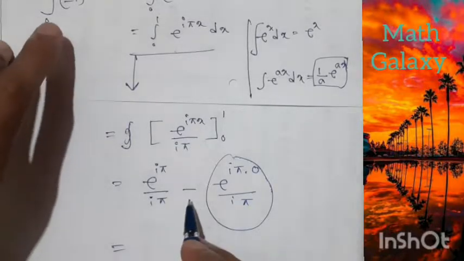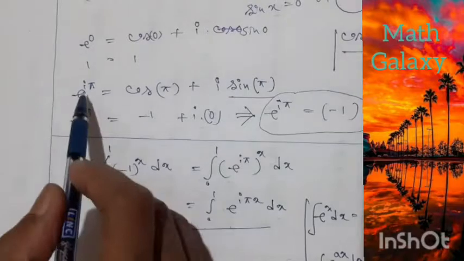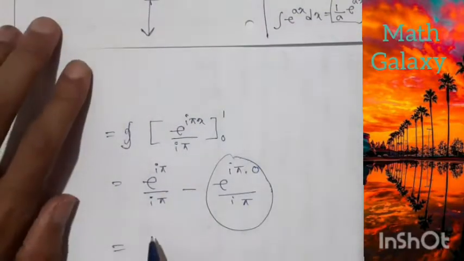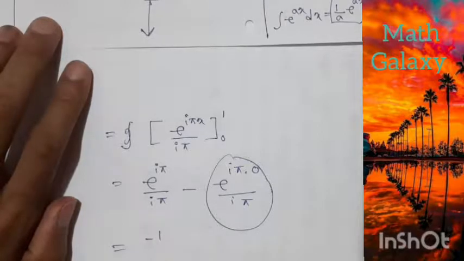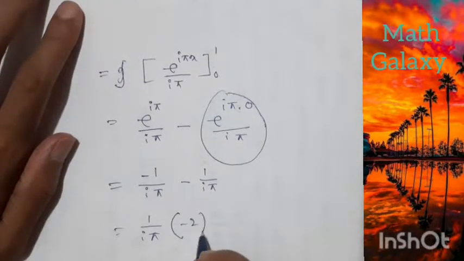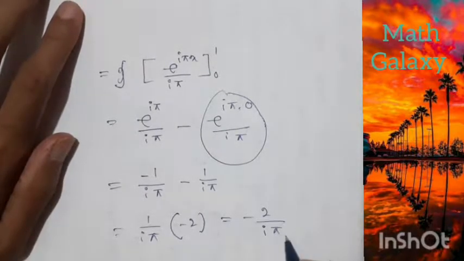So e to the power i pi, again from this position you can write that e to the power i pi is equal to minus 1. Okay, so minus 1 by i pi, and of course this is e to the power 0. E to the power 0 means 1 by i pi. So from there 1 by i pi, of course minus 2, and this means minus 2 by i pi.